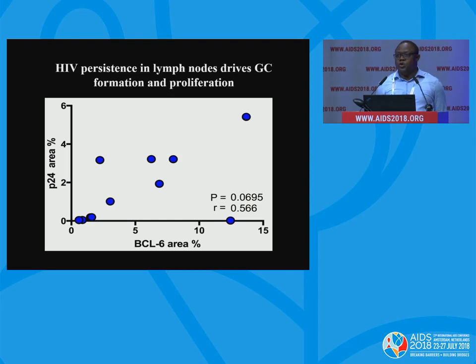As you can see, when you quantify the area of P24 positive and BCL6, you see a correlation there, except there's one outlier data point.